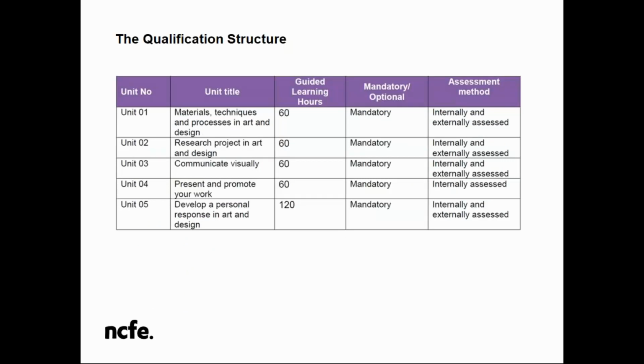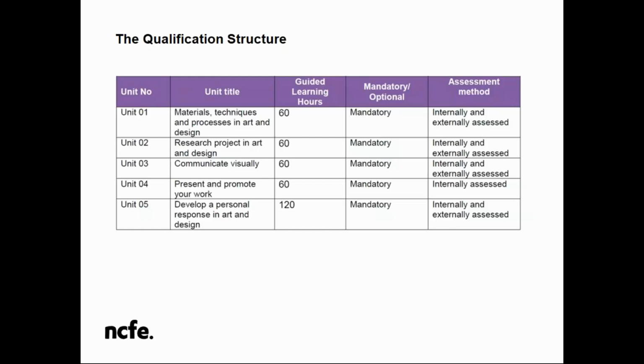You can see from this chart here that the qualification consists of 5 units, each with a recommended GLH of 60 hours, with the exception of Unit 5, which is double weighted at 120 GLH. All of the units are internally assessed, so after the content has been delivered for each unit, learners must complete an internal assessment. This will, as the name suggests, be assessed internally at the centre by the member or members of staff delivering the qualification.